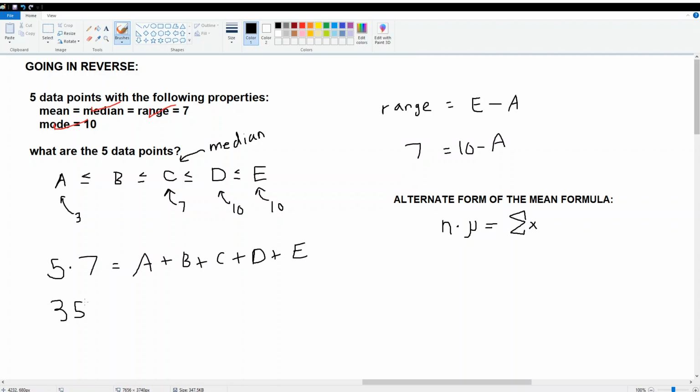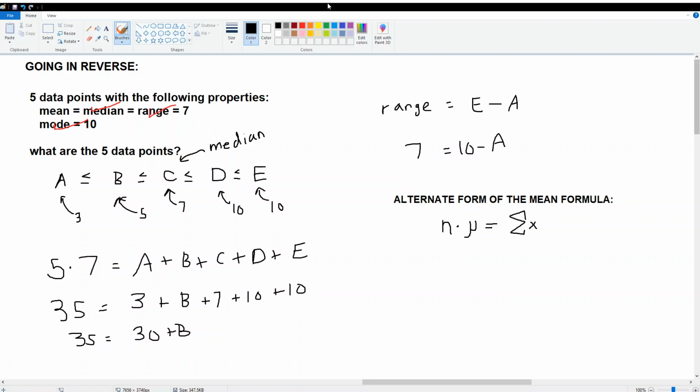Well, that's 35. We know what A is. That's 3. We don't know B. We know that C is 7, D is 10, and E is 10. This is straightforward. We can find B now. 35, 3 plus 7 is 10, plus 10 plus 10 is 30, is equal to 30 plus B. Therefore, B must be 5.